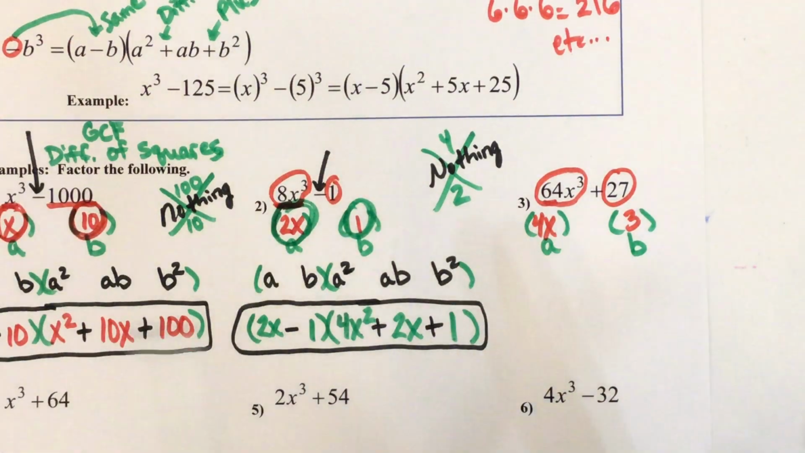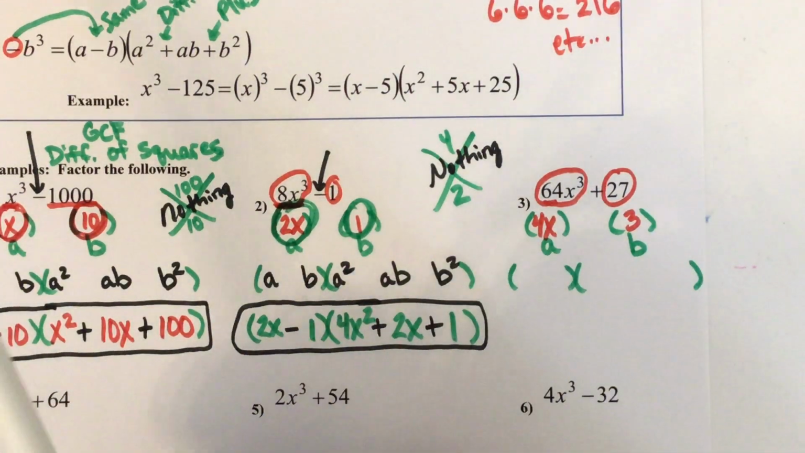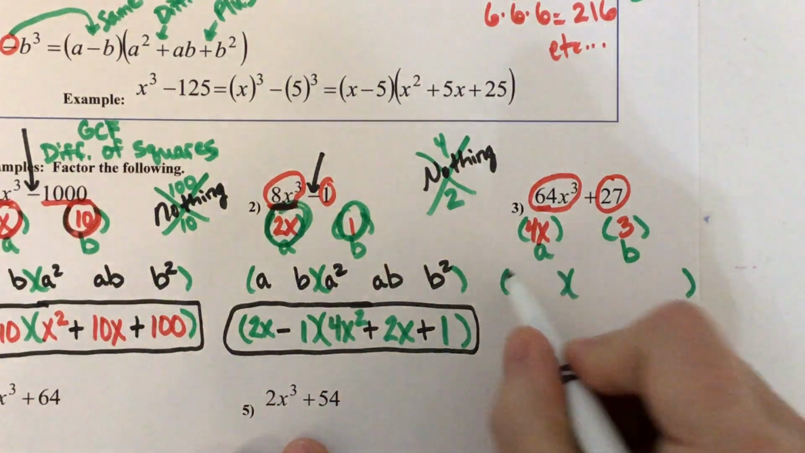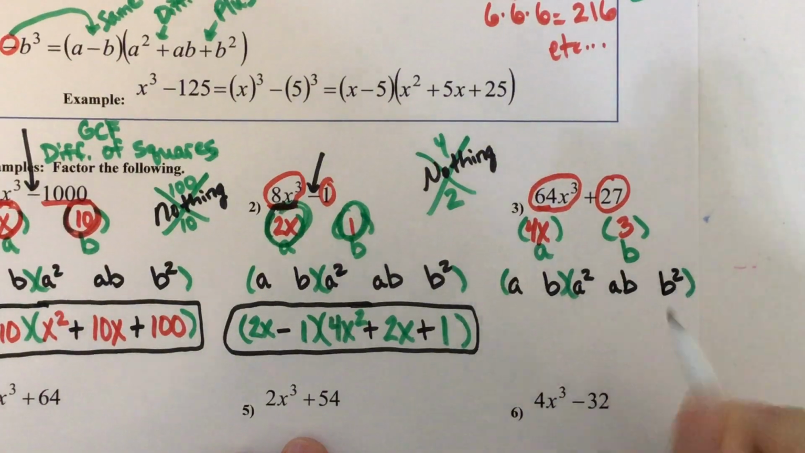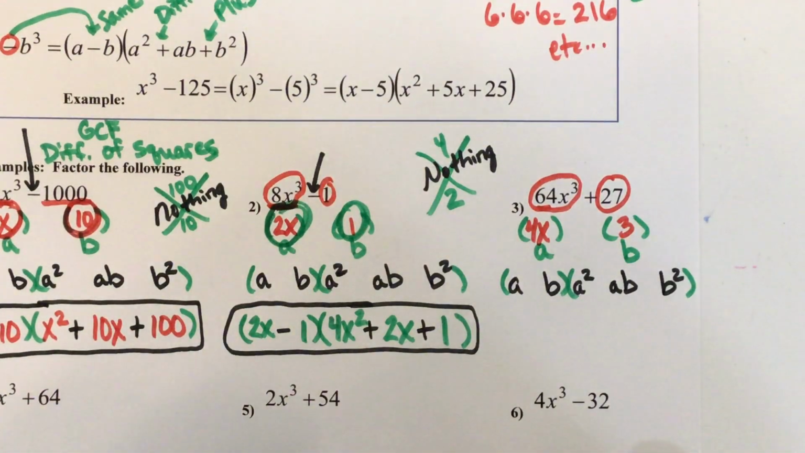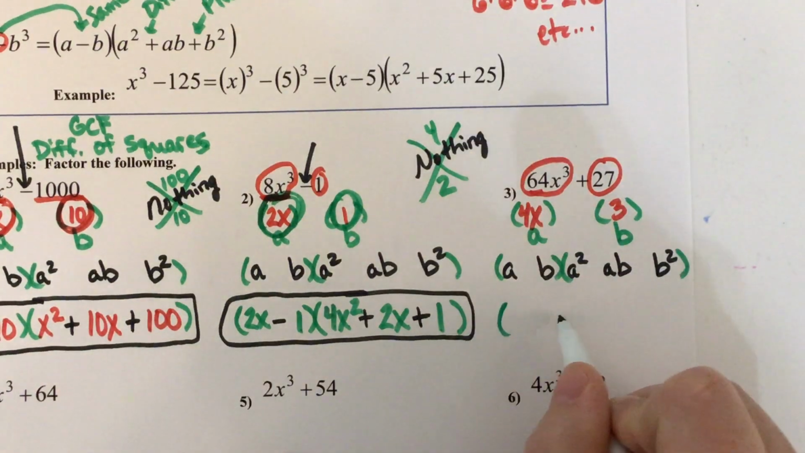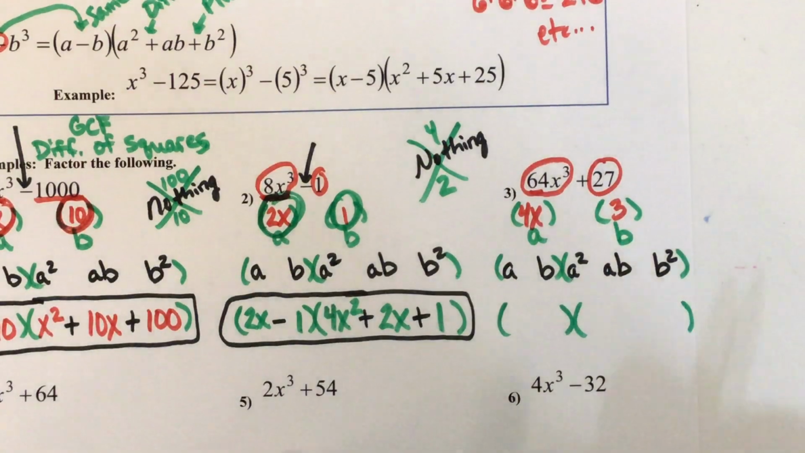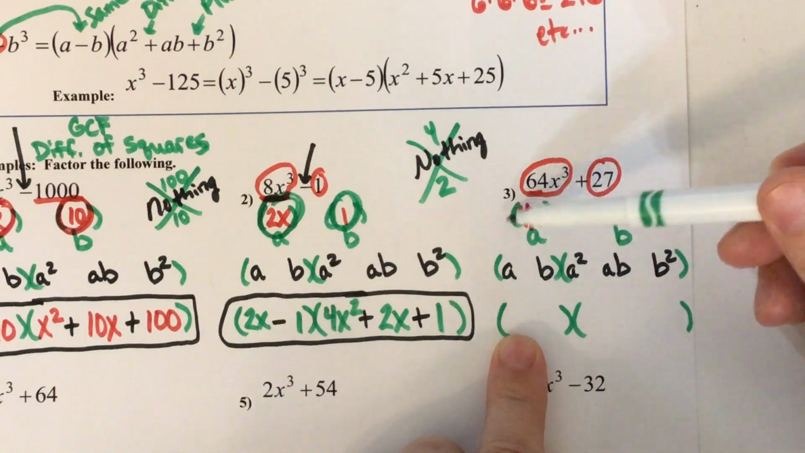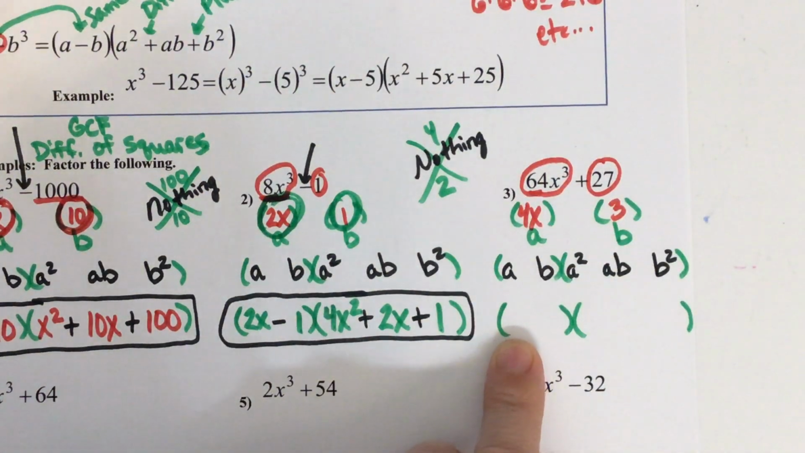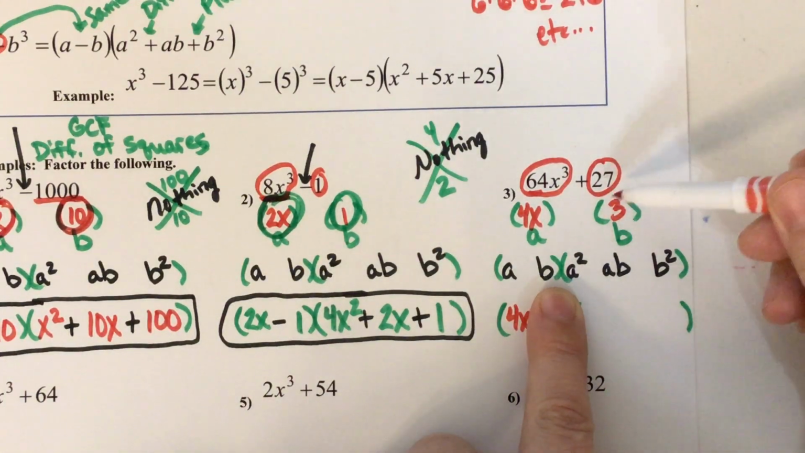Okay, so I've got my little baby set of parentheses, and I've got my big set of parentheses. And the formula goes, the letters go A, B, A squared, A, B, B squared. The signs go same, different, plus. That is how they go. Okay, so little baby set of parentheses and big set of parentheses. Okay, first I want A, and A is 4x. Then I want B, and B is 3.